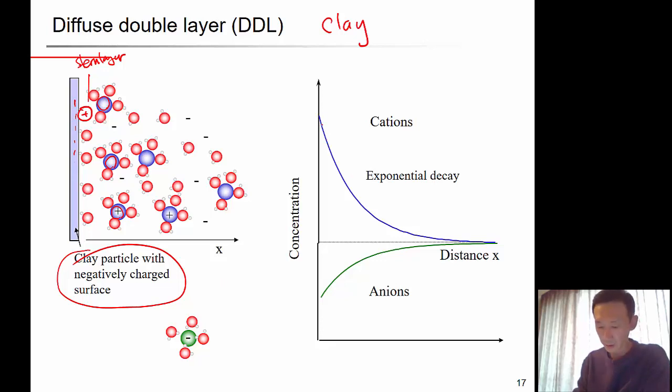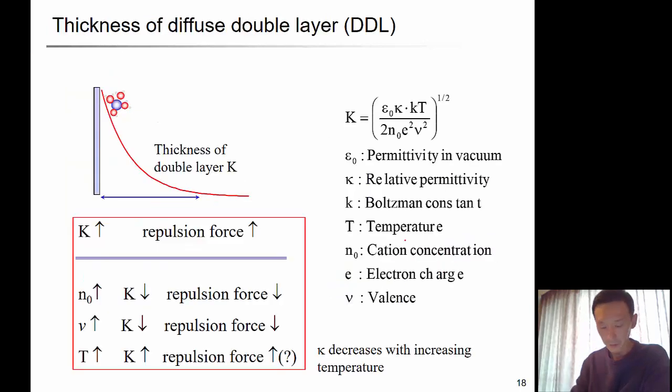The cation concentration decreases exponentially with the distance. And with that, it develops some kind of absorbed water layer. It's called a diffuse double layer.